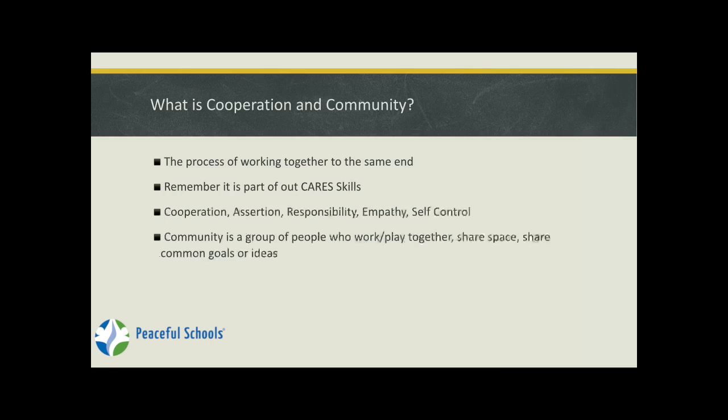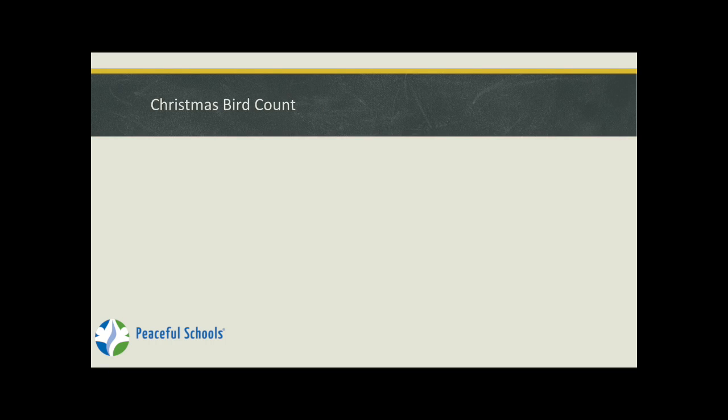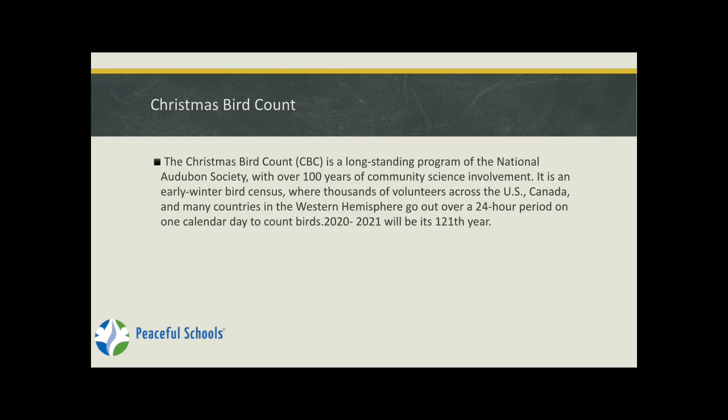So moving on to Audubon, we're going to actually talk about one of the world's oldest community science or citizen science programs, and that is the Christmas Bird Count. So the Christmas Bird Count is a long-standing program of the National Audubon Society with over 100 years of community science involvement. It is an early winter bird census where thousands of volunteers across the United States, Canada, and many countries in the Western Hemisphere go out over a 24-hour period on one calendar day to count birds.